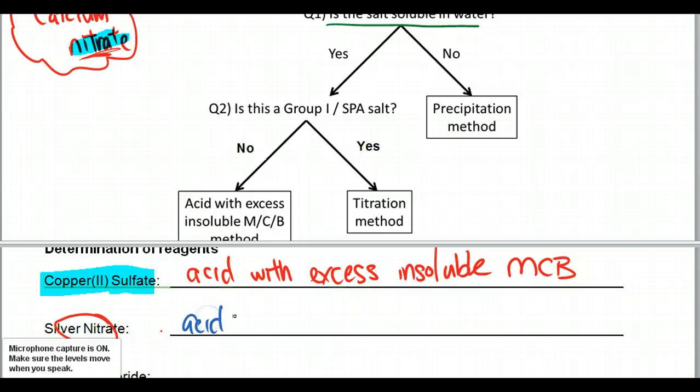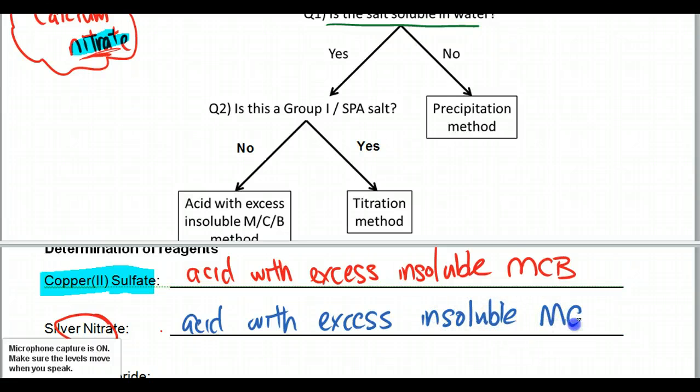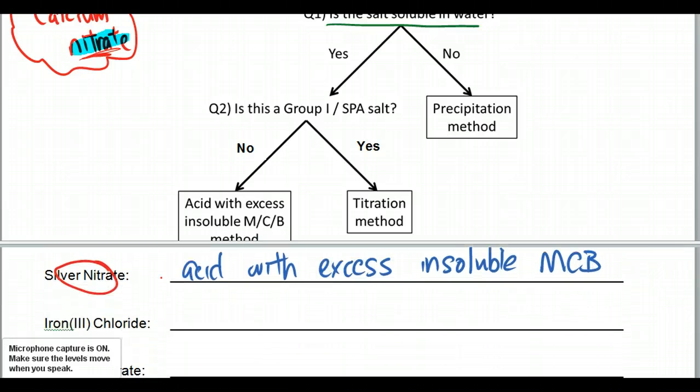Acid, excess, insoluble MCB. Right? Let's try the next example.